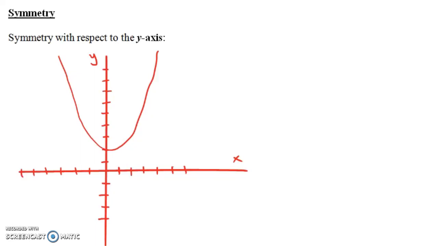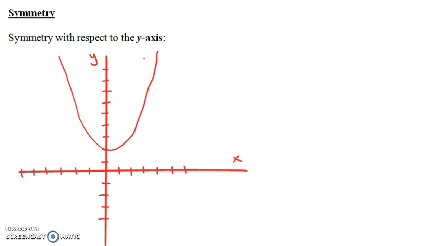In this video, we're going to talk about symmetry. Now, I think the best way to understand symmetry is to just see some examples rather than going through a bunch of definitions. So notice, first of all, we have a graph here that is symmetric with respect to the y-axis. So what does it mean to say that this graph is symmetric with respect to the y-axis? It means that the graph is a mirror image of itself across the y-axis.